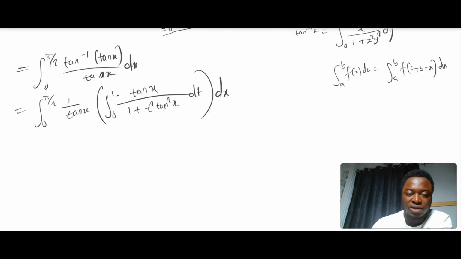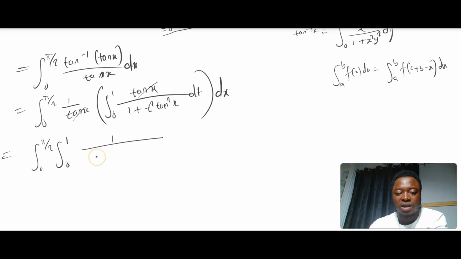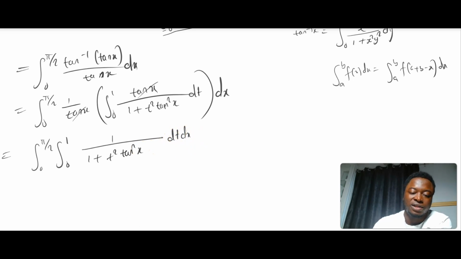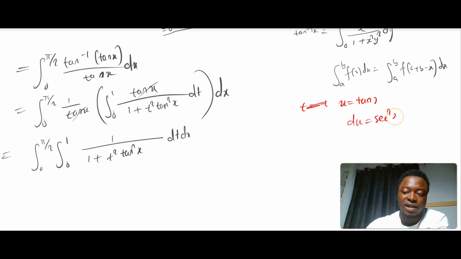So let's proceed. Notice that the tan x terms cancel out, so you end up with the integral from 0 to pi over 2 multiplied by the integral from 0 to 1 of 1 over 1 plus t squared tan squared x, then you have dt dx. So next, the substitution to make is clear and self-evident. It's to take u to be, say, tan of x. Then du would be secant squared x dx. So basically, let's multiply top and bottom by secant squared.